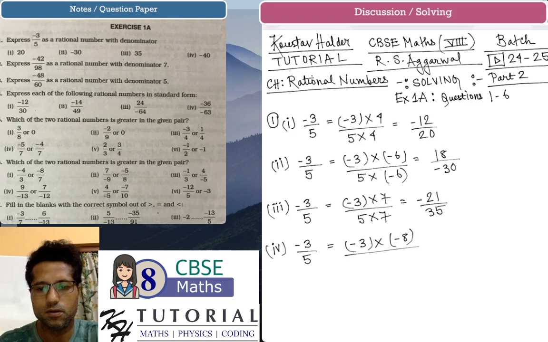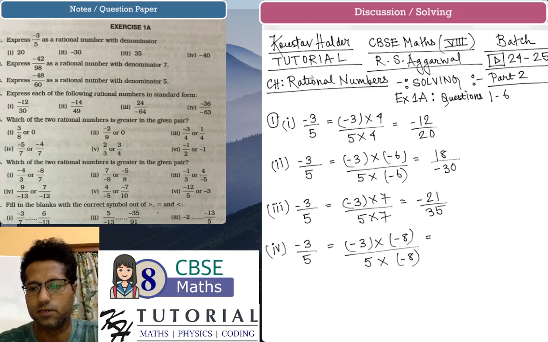So the rational number minus 3 by 5 can be written as its equivalent rational number, which will be minus 3 into minus 8 divided by 5 into minus 8. This is equal to minus 3 into minus 8, which is 24, over minus 40. Okay, so this was simple.